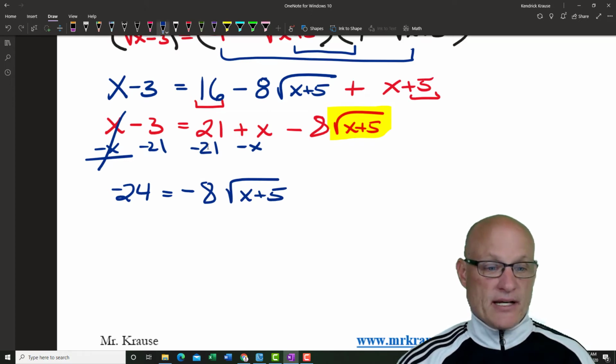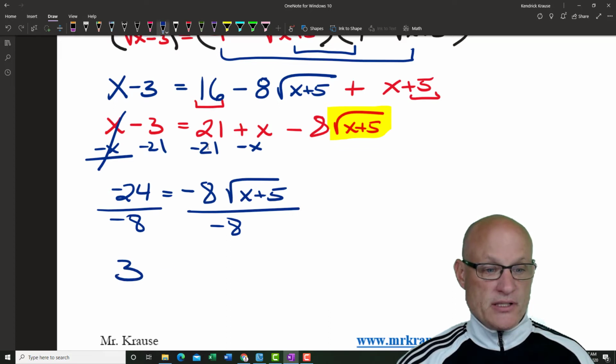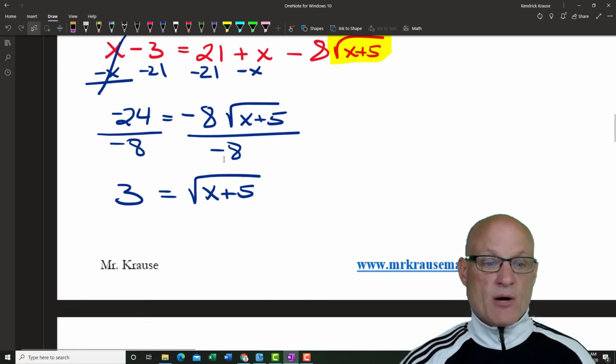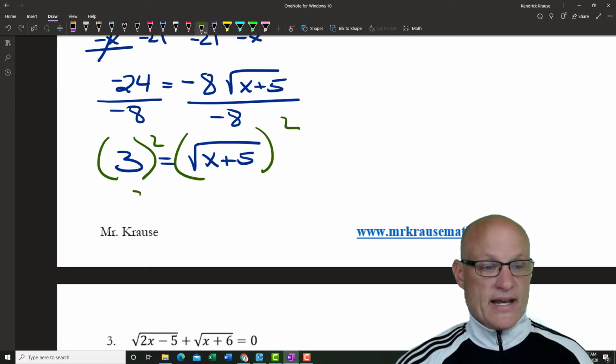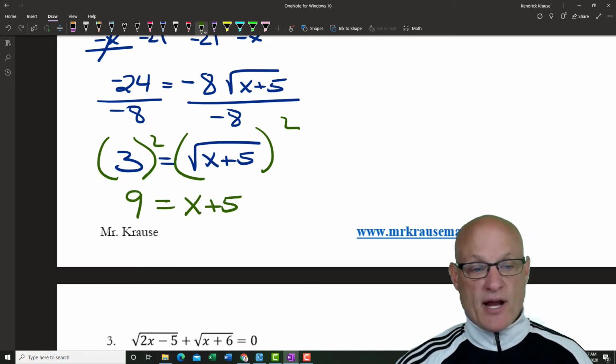We're going to divide by negative 8. And I get 3 equals the square root of x plus 5. All right. Now we're going to square both sides. We got the thing alone. Now we square both sides. And I get 9 equals x plus 5. I subtract 5 over and I get x equals 4.